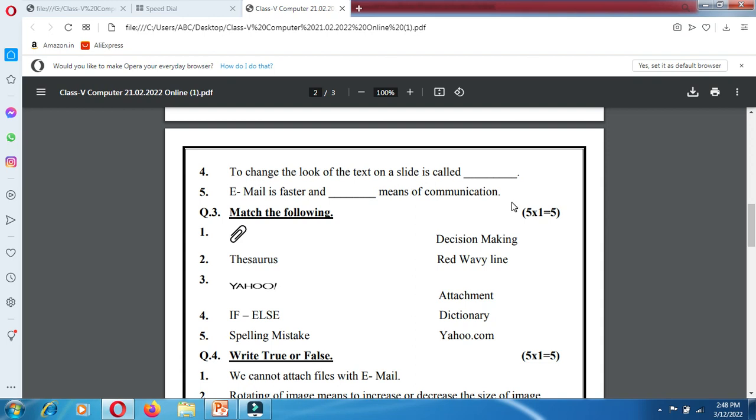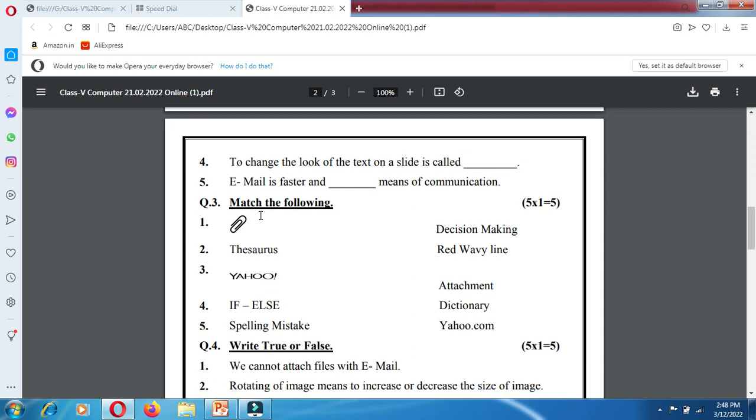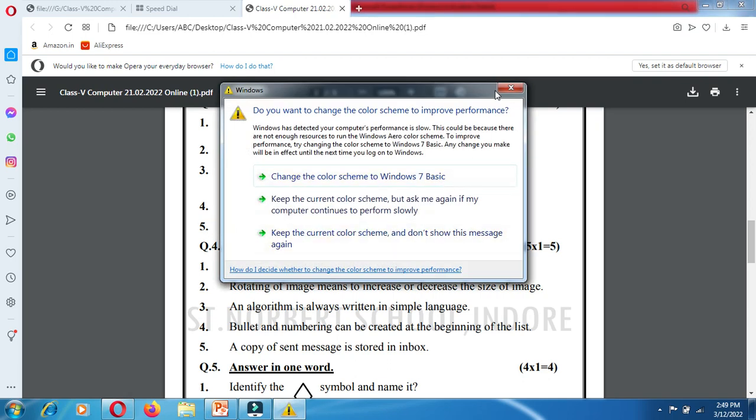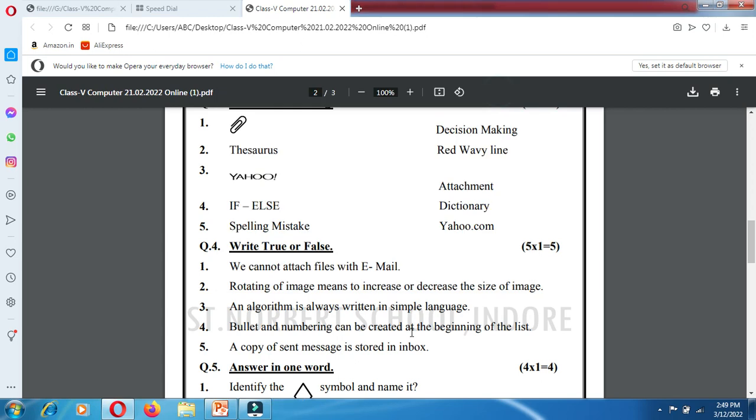Question number 3. Match the following. 1. Decision making. 2. Thresher's red wavy line. 3. Yahoo attachment. 4. IFS dictionary. And 5. Spelling check. Spelling mistake. Yahoo.com.